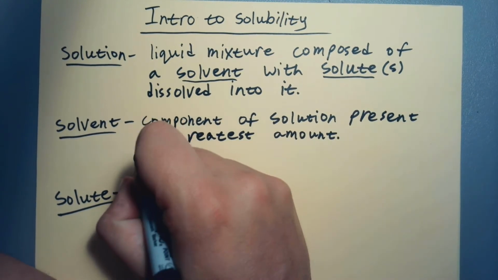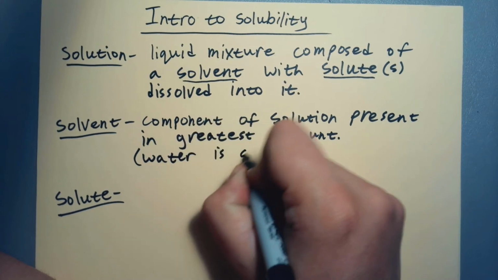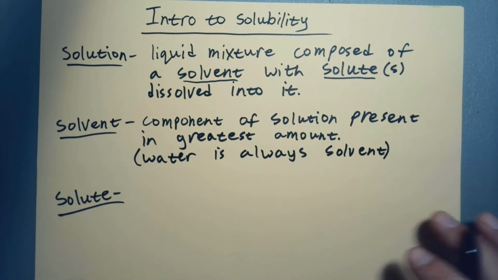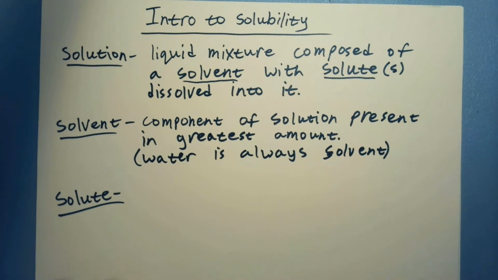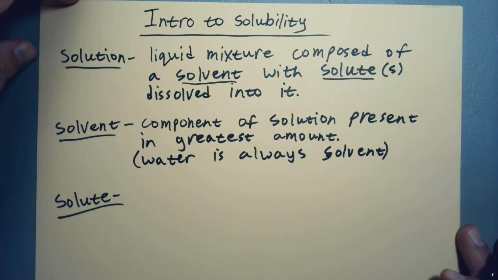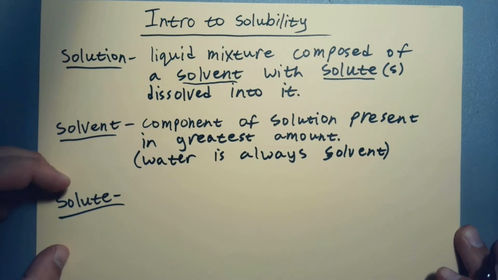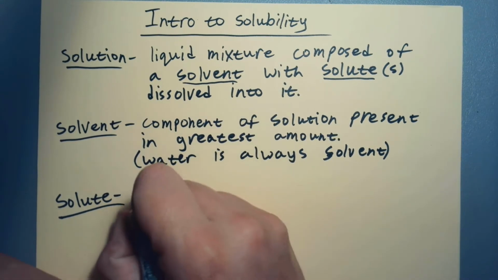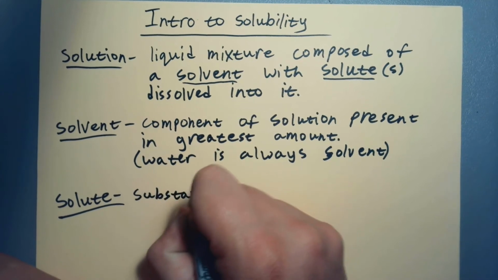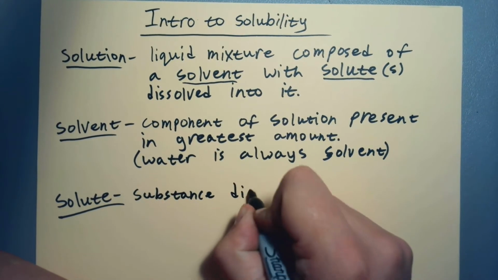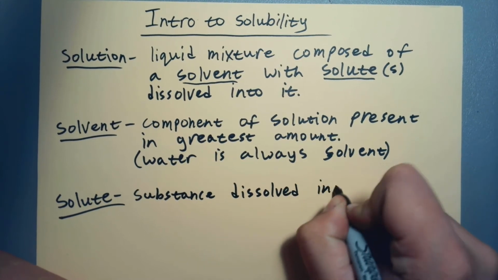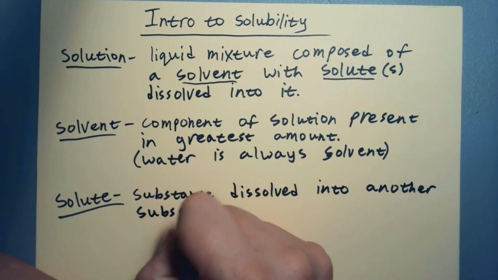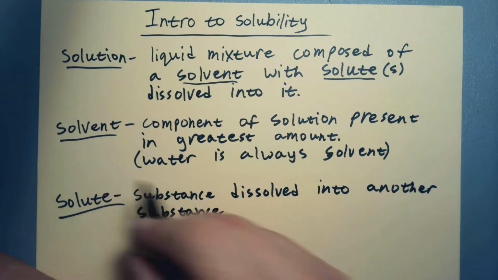But before we get into that too much, one note is that water is always considered a solvent. So if water is there, no matter how much or how little, water is the solvent. Okay? And again, it's the thing that does the dissolving. So what gets dissolved? Oh, that's the solute. So you know, it's whatever there's less of, or another way of thinking of it is the substance that is dissolved into another substance. And that substance that gets dissolved into, that's our solvent.